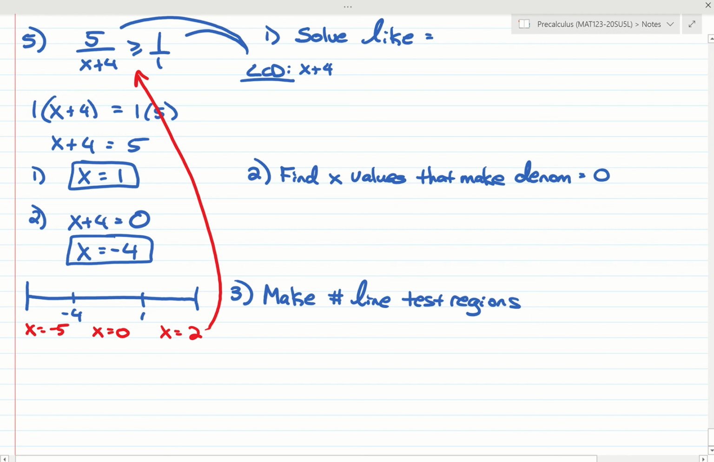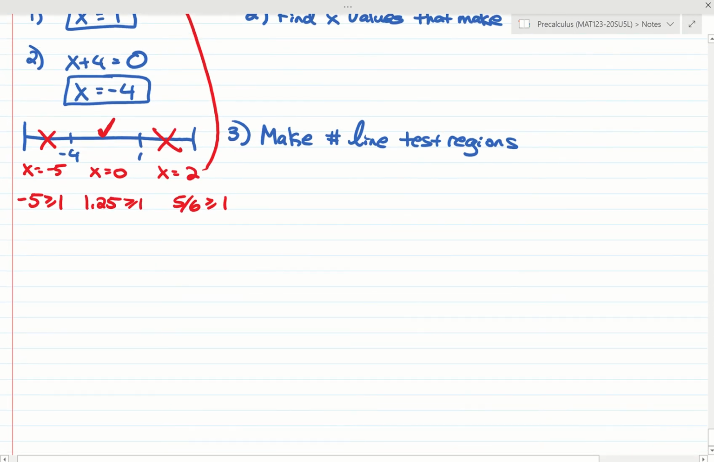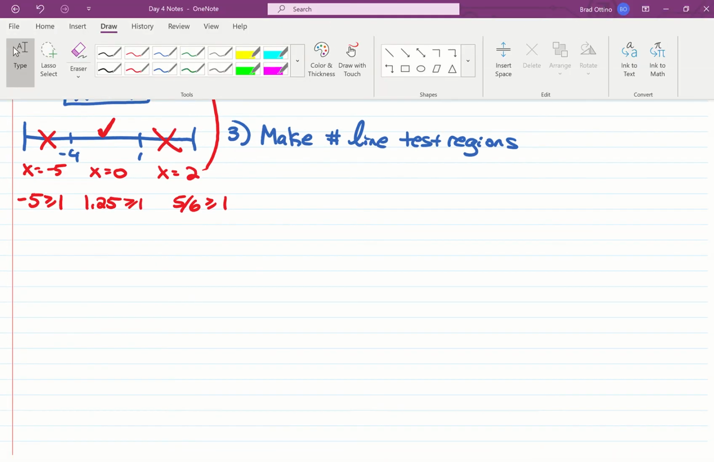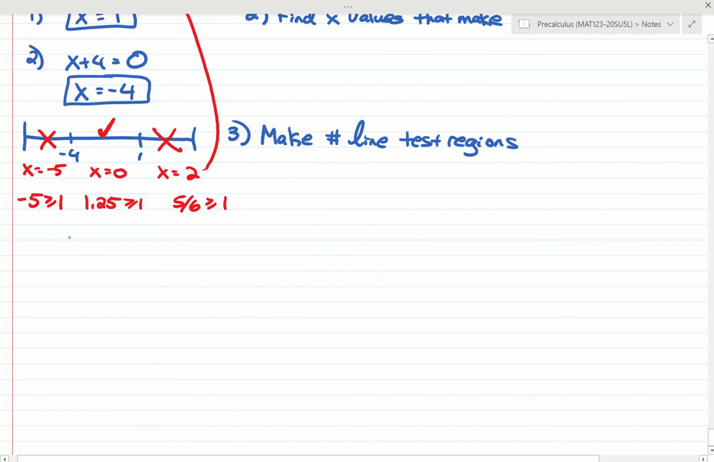Now, if we were to plug in -5, we would get 5 over -1 is greater than or equal to 1. That's not true. If we were to plug 0 in, we'd get 1.25 is greater than or equal to 1. Of course, that works. And if we were to plug in 2, we'd get 5 over 6 is greater than or equal to 1. I don't think so. So it looks like from our third step, we get the region between -4 and +1.